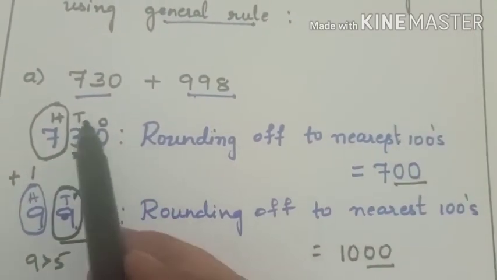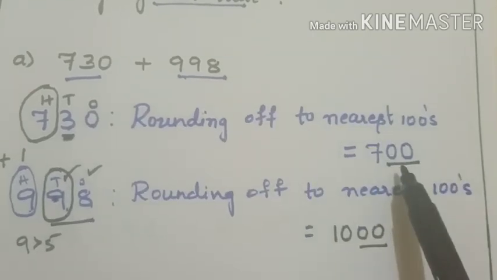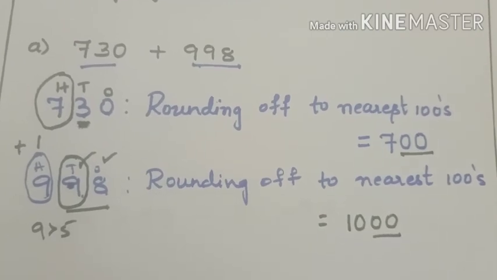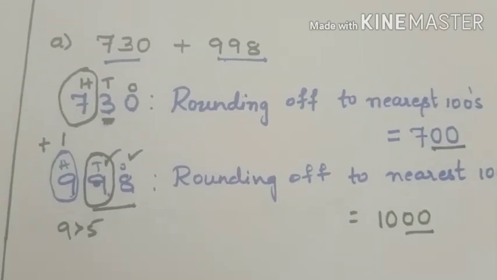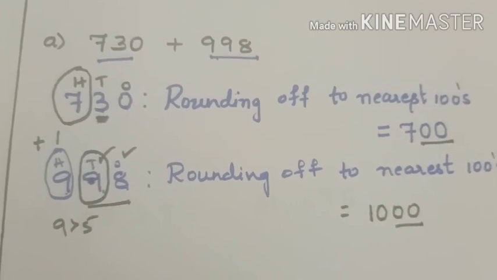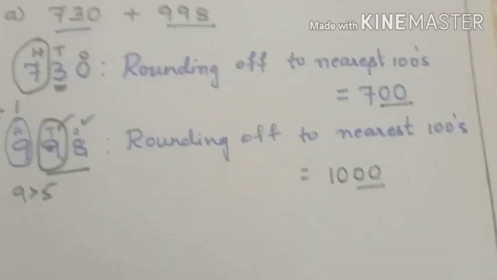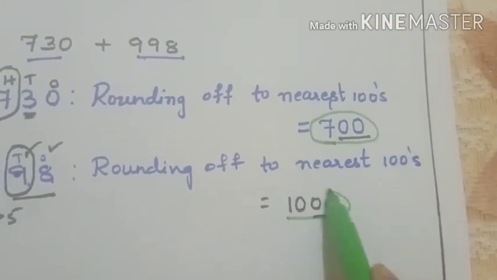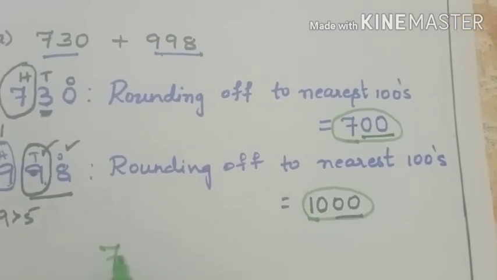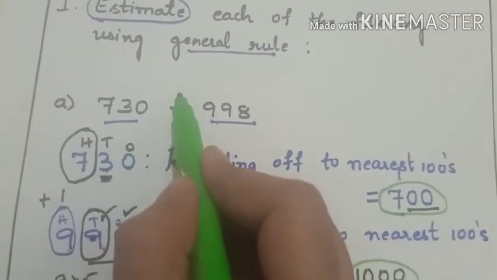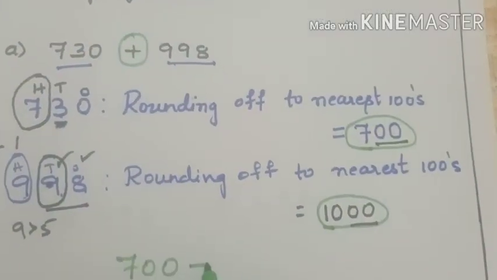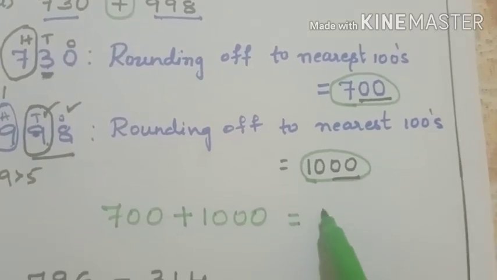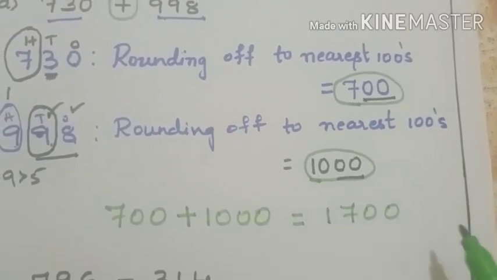Fine. Now you can add. So 730 rounded off becomes 700. 999 rounding off to the nearest hundreds becomes 1000. So the final answer: consider these answers, 700 and 1000. Since in the question they have asked us to sum up, that is plus, 700 plus 1000 is 1700. Fine.